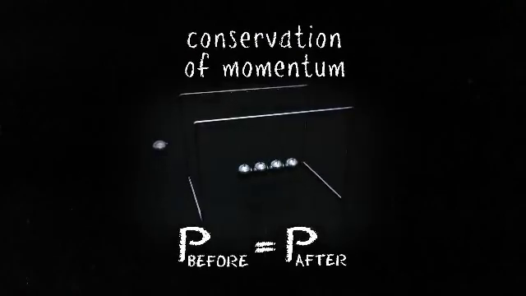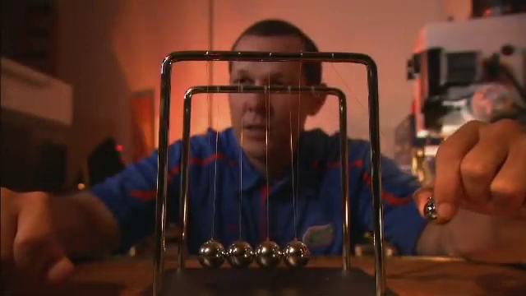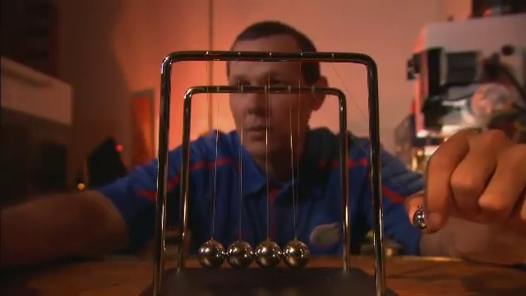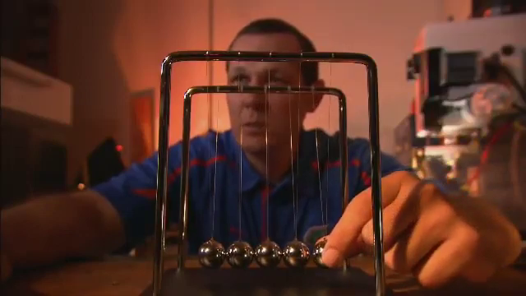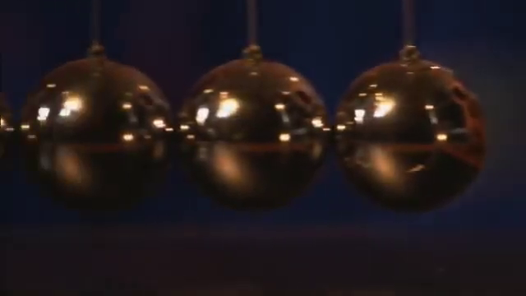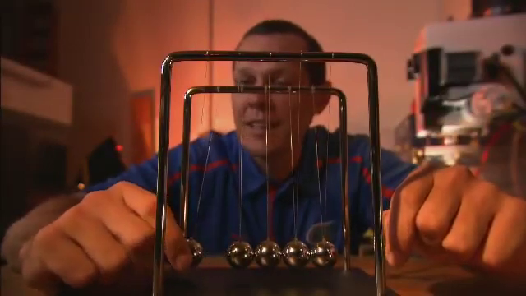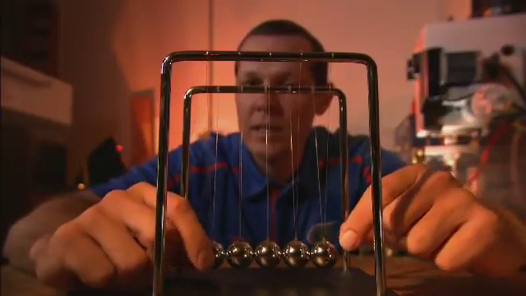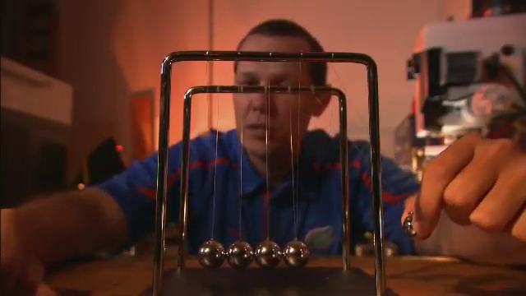This law, represented by the formula P before equals P after, can be illustrated with a simple toy called a Newton's cradle. In this case, we have displaced an initial sphere, and when we let it go, it has some momentum. It's mass times velocity. When it impacts the next sphere, that momentum is transferred through the middle three spheres and then passed on to the final sphere. And so because it has the same mass, it will move away with the same velocity that the first sphere impacted the middle three spheres.